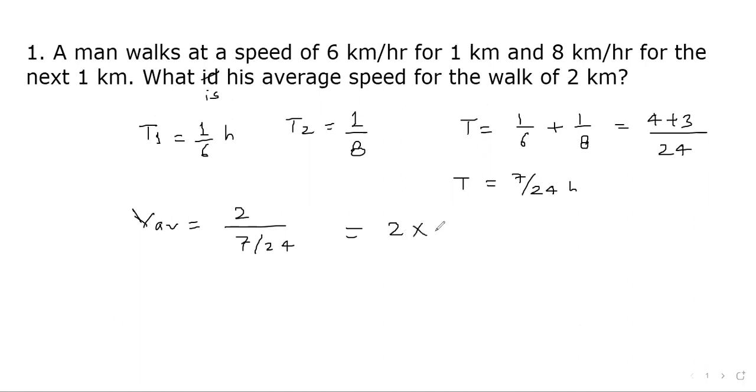So 2 into 24 divided by 7, which is 48 by 7 kilometer per hour. This can be written as roughly equal to 7 kilometer per hour.